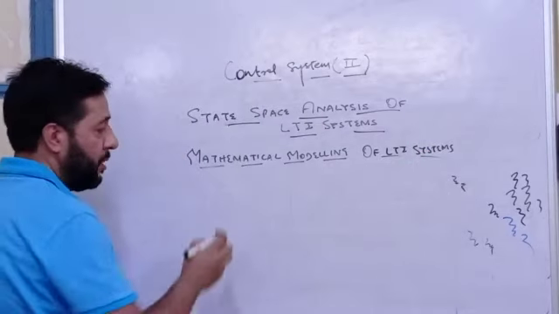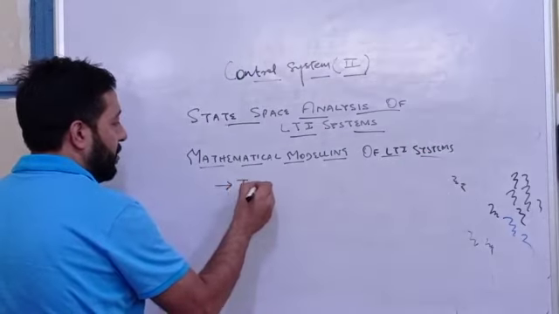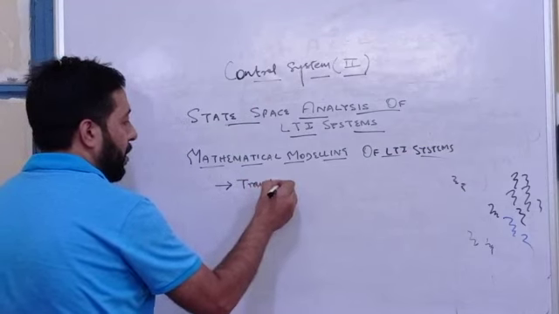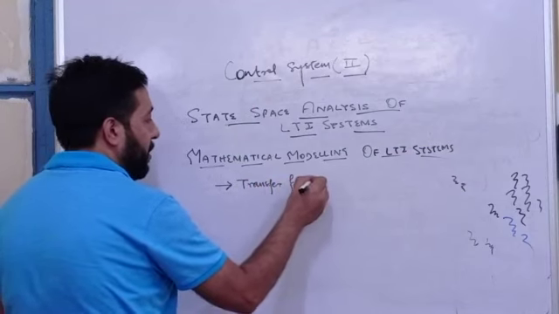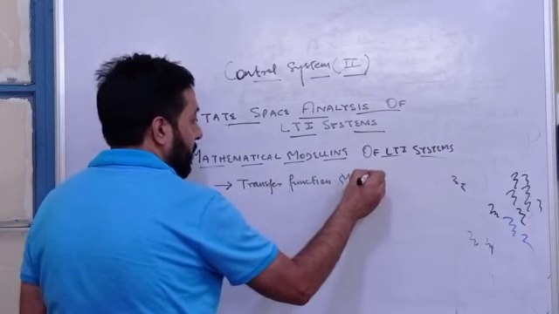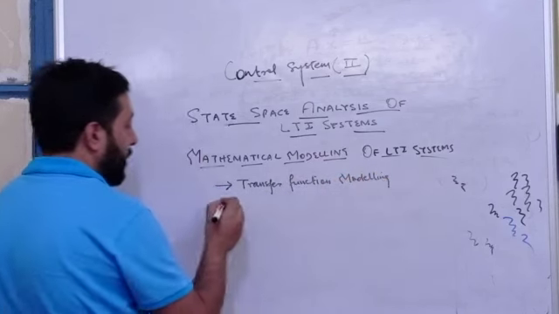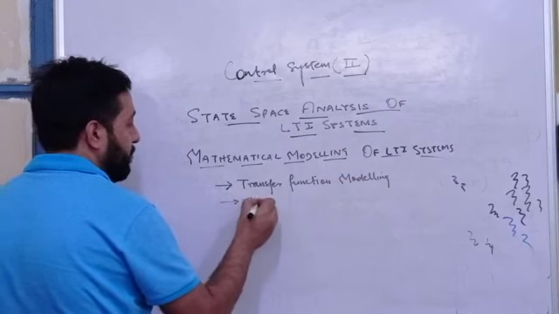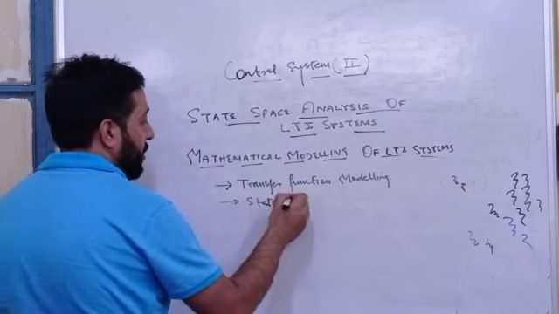So mathematical modeling of LTI systems can be done in two ways. One is transfer function modeling, right? And second is state space modeling.